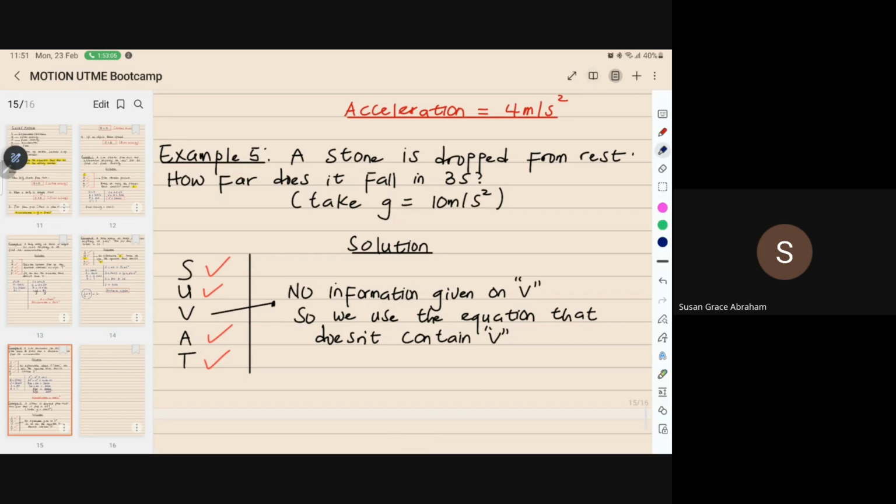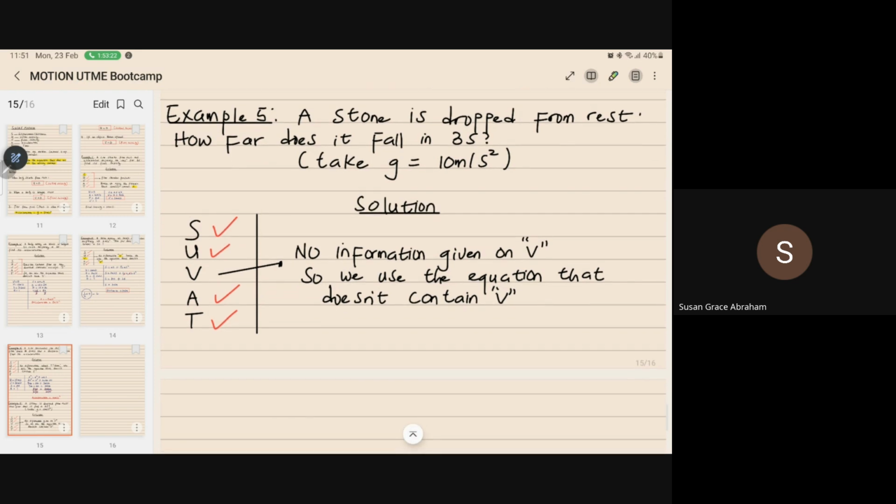All right. So let's go. A stone is dropped from rest, right? So when you hear it is dropped from rest, what does that tell you? That U is equal to what? 0. How far does it fall in 3 seconds? They said take G to be 10 meters per second squared.